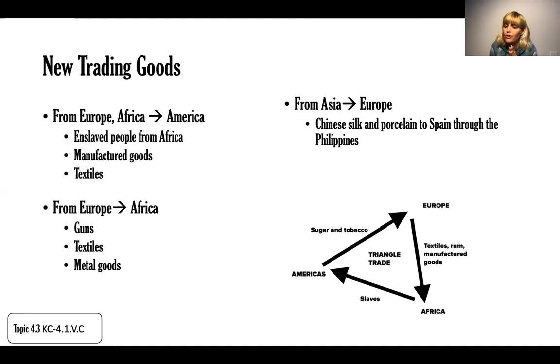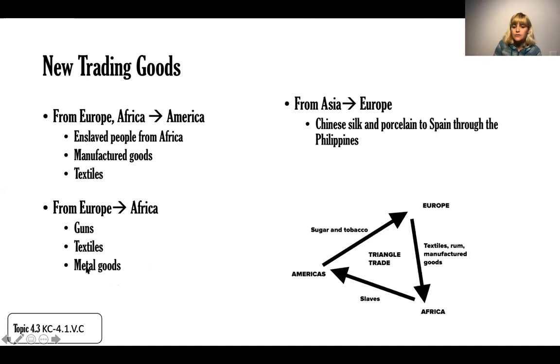So we'll talk more about that soon, but Europe is going to start industrializing. They're going to start building factories soon. Okay. So what is Africa going to get out of this? So in order for Africans to capture other Africans for this enslaved person trade, Africans are going to want something out of the Europeans, and they're going to want guns. They're going to want textiles, and they're going to want metal goods.